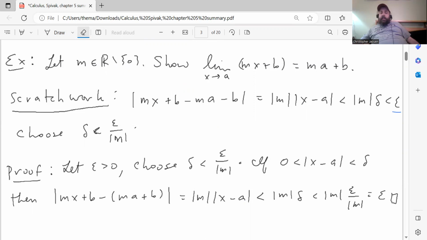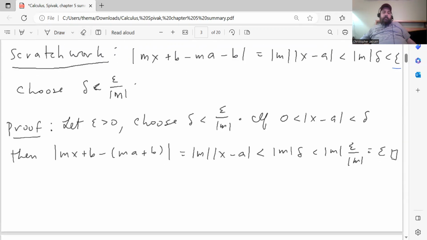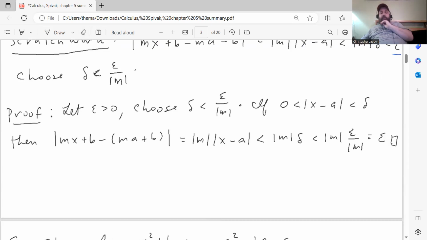And the absolute value of x minus a is the thing I want to bound above by delta. So here this says that absolute value m times delta is what I want to be less than epsilon. So I'll choose delta to be less than that number, epsilon over the absolute value of m. And then it's just a proof showing that the function satisfies the definition for the limit.